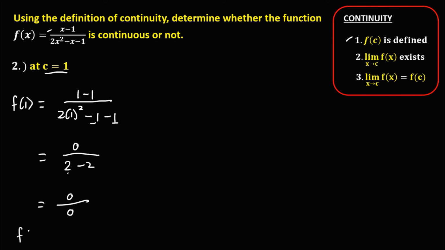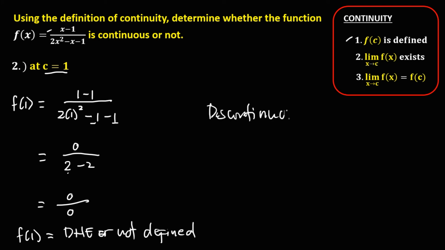So therefore, f of 1, since 0 divided by 0 is indeterminate, does not exist or is not defined. And again, if one of the three conditions is not satisfied, therefore this function is discontinuous at c equals positive 1.